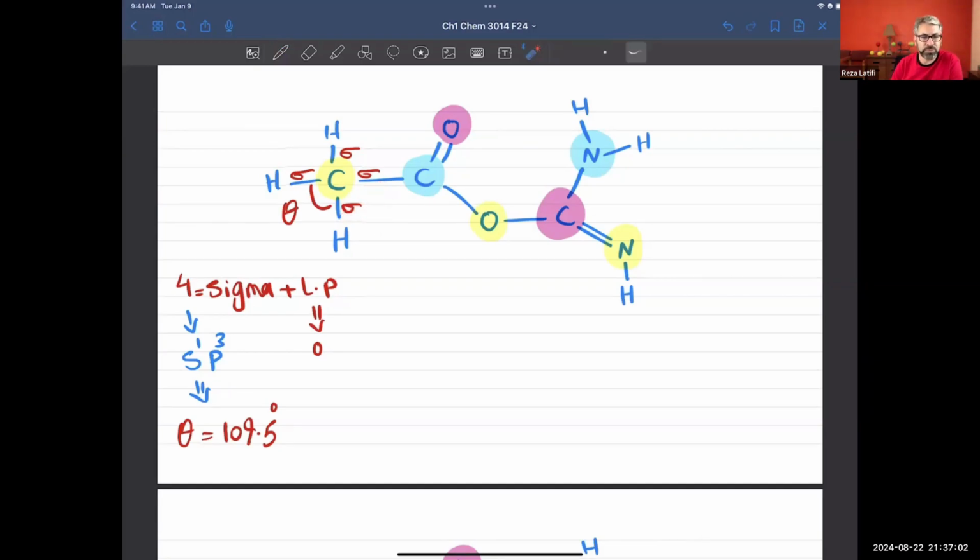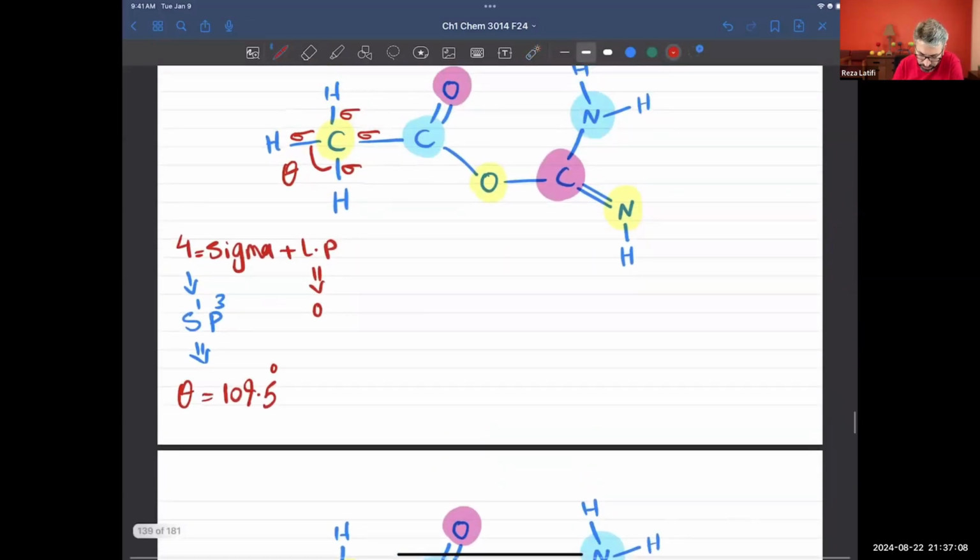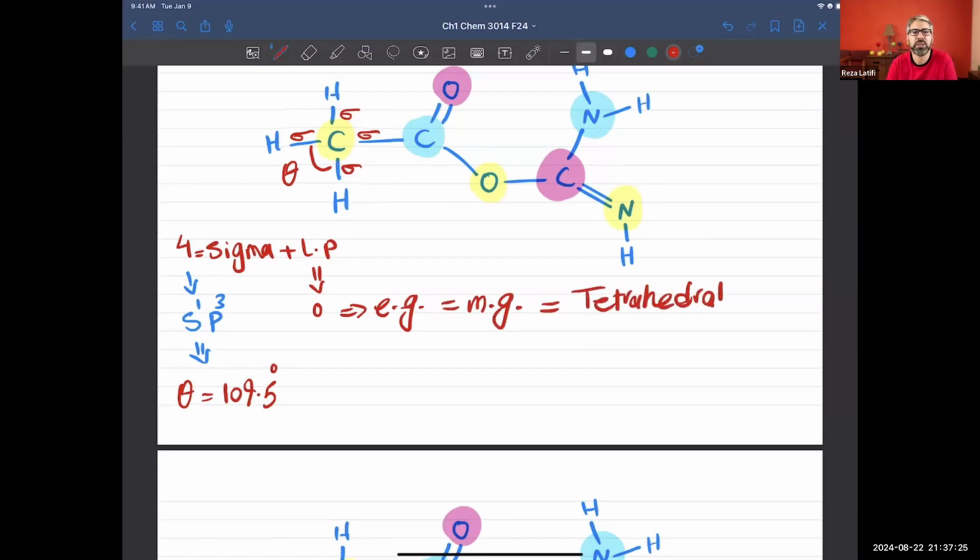What are the electron and molecular geometries for both of them? Because I don't have a lone pair, the electron geometry is going to be equal to the molecular geometry, and both will be equal to tetrahedral. Tetrahedral, because we don't have a lone pair.